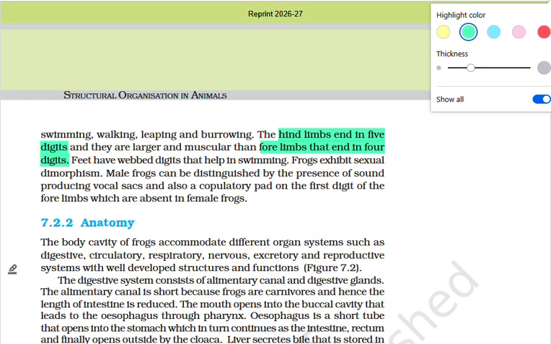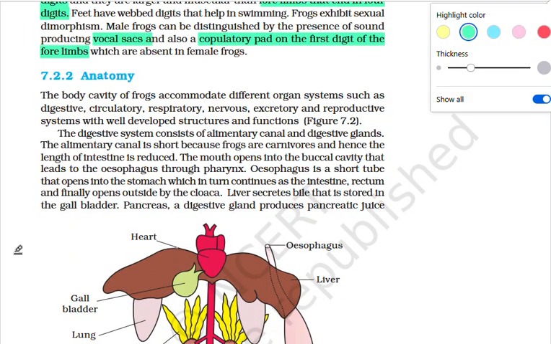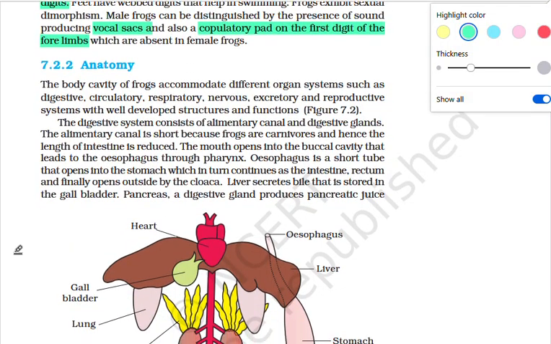Frogs exhibit sexual dimorphism. Male frogs can be distinguished by the presence of sound producing vocal sacs and a copulatory pad present on the first digit of the forelimb. So it's an important line, which are absent in female frogs. Let's move on to anatomy.